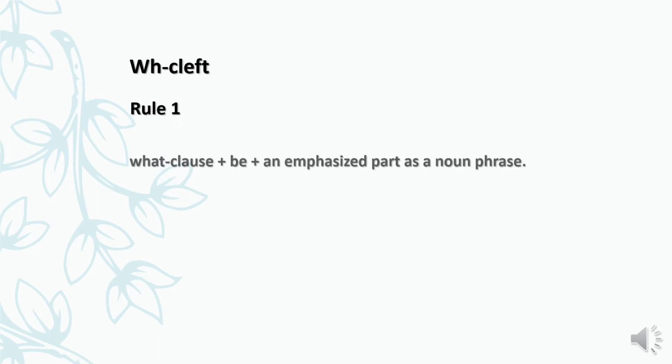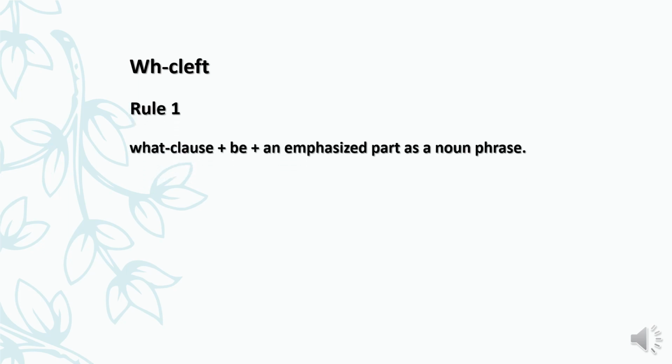The second part of cleft sentences is wh-clefts. We have 5 rules in this part. Rule number 1. We usually form wh-clefts with a what clause plus be plus an emphasized part as a noun phrase.